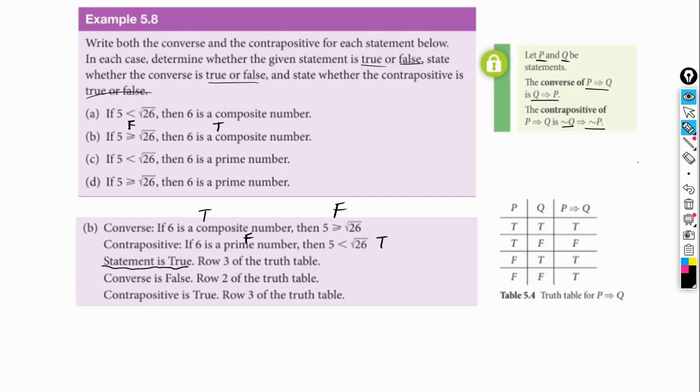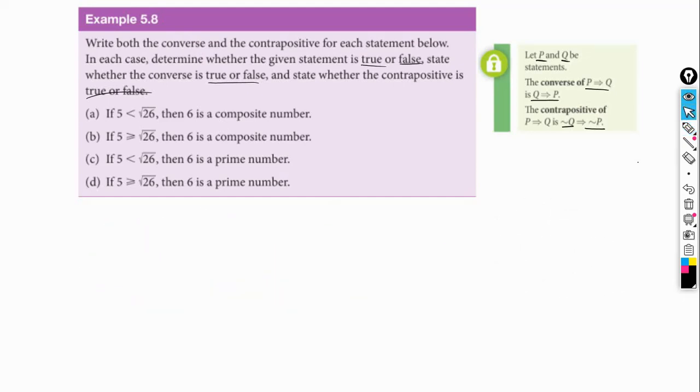Why so? From row 3. Notice that if P is false, or the first statement is false, and the second one is true, then "if P then Q" stands. The converse is false. Why? Look at row 2 of the truth table. First statement is true, but the second statement is false. Therefore, it's false. The contrapositive is true from row 3 of the truth table because the first statement is false, but the second statement is true, as we can see here.